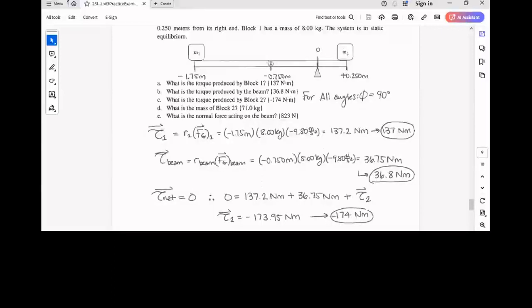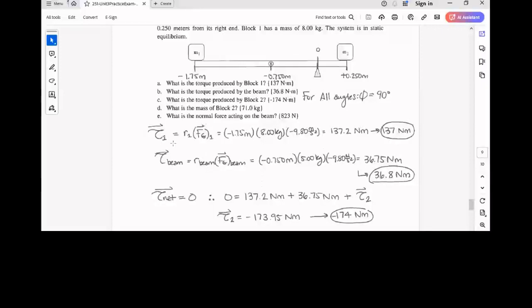The center of mass for the beam, which is just at the midpoint, is going to be 75 centimeters to the left of the fulcrum. So that is going to be negative 0.750 meters. And then block 1 is 1 meter away from the center of mass, so negative 1.75 meters.